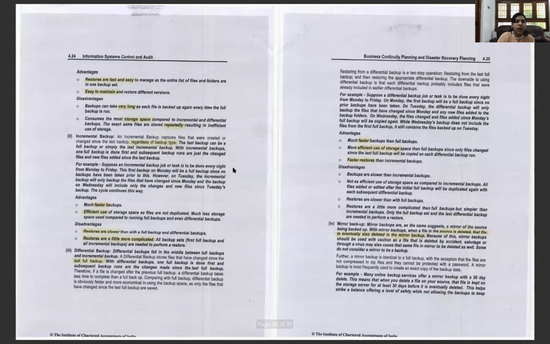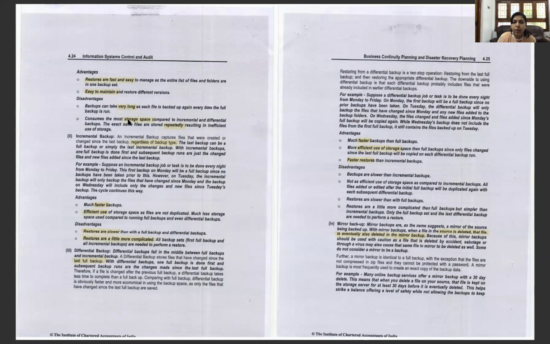Next, what are the advantages and disadvantages? The advantages are that restores are fast and easy. It is easy to maintain. So this full backup is very easy to restore and also easy to maintain. But what are the disadvantages? It is going to take a very long time because of the full backup. The restoration is also going to take a very long time.